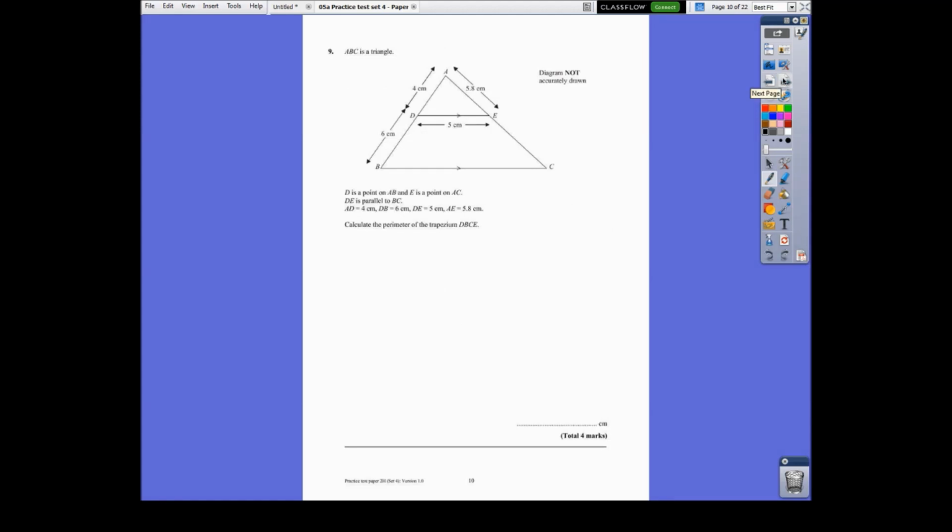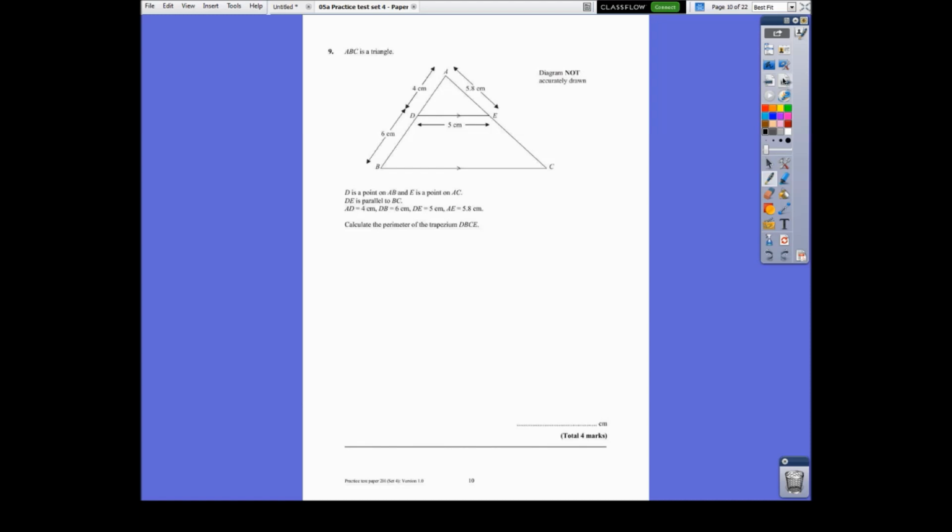Question 9. ABC is a triangle. D is a point on AB and E is a point on AC. DE is parallel to BC and AD is 4 centimeters, DB is 6 centimeters, DE is 5 centimeters and AE is 5.8 centimeters as shown on the diagram. Calculate the perimeter of the trapezium.